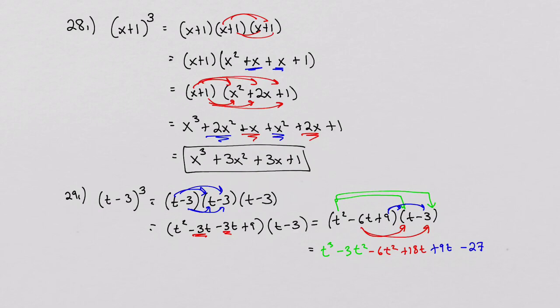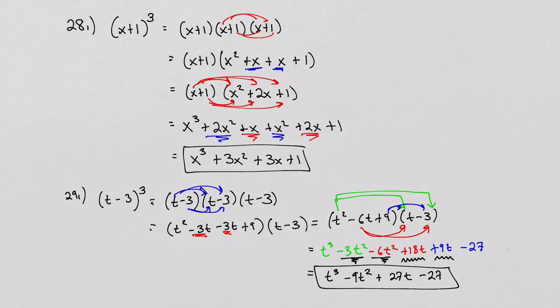So, looking at trying to find like terms, we have this negative 3t squared and negative 6t squared. Then we have this plus 18t and this plus 9t, and then the t cubed right here has no like terms, and the minus 27 has no like terms. So we end up with t cubed minus 9t squared plus 27t minus 27. And that is our answer.